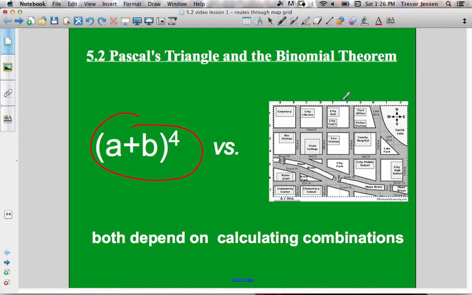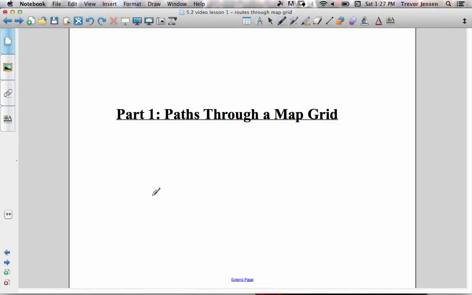The first part of the lesson, what I want to focus on, is determining the number of routes through a map grid using combinations. So this is what this lesson is going to focus on. If you want to learn about expanding binomials using combinations, look for part two of the video. So let's get started. Paths through a map grid.